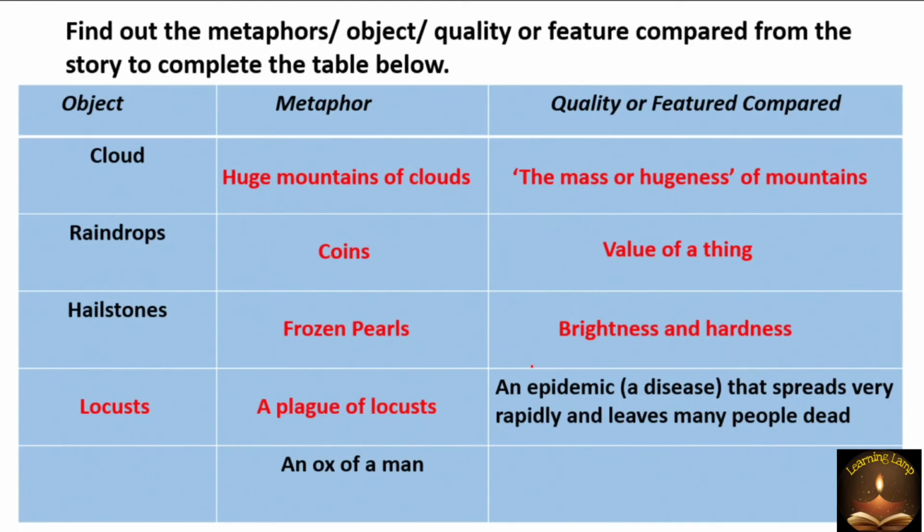Then come to the last question. Here the metaphor given is an ox of a man. What will be the object and quality or feature for this comparison? I have already explained about this metaphor in the beginning of this video. So here the object will be Lencho, and the quality or feature compared will be the hard work of an ox. So this is all about the metaphor given in the story A Letter to God.